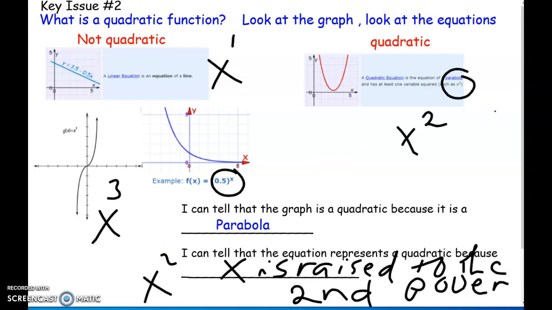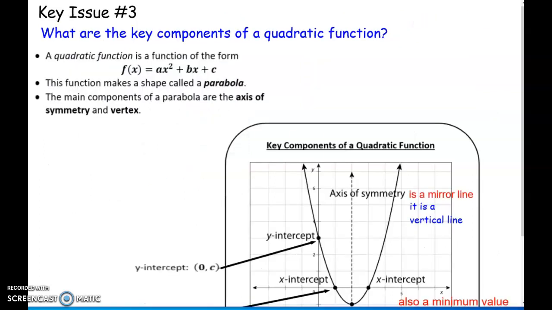Okay, so you now should be able to look at a graph and tell that that's a quadratic. You should be able to look at an equation when you see x squared and be able to tell that's a quadratic equation from the equation. All right, so key issue number 3. What are the key components of a quadratic equation?